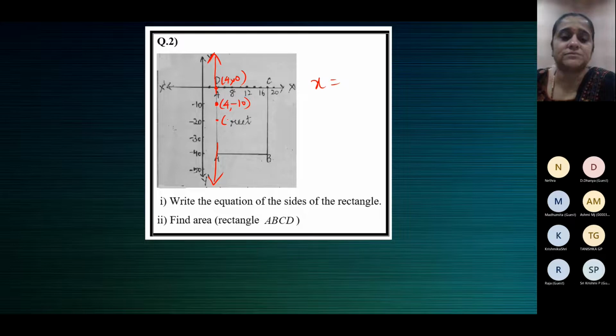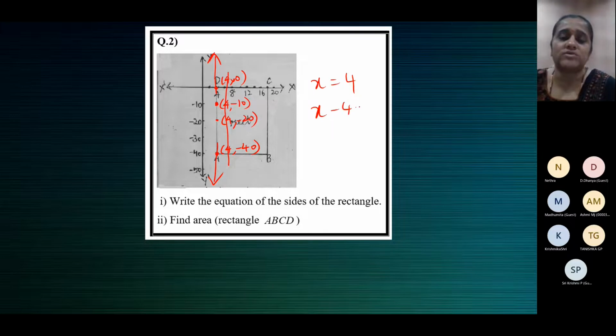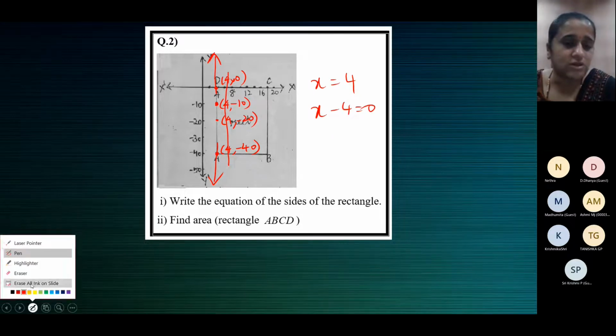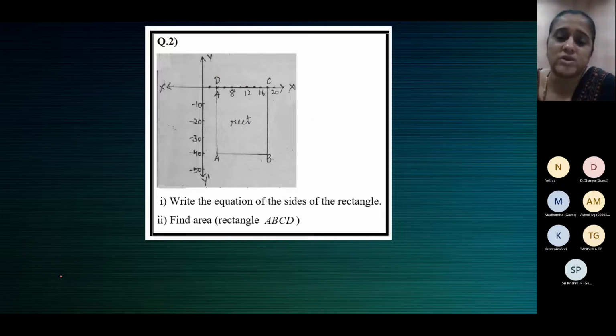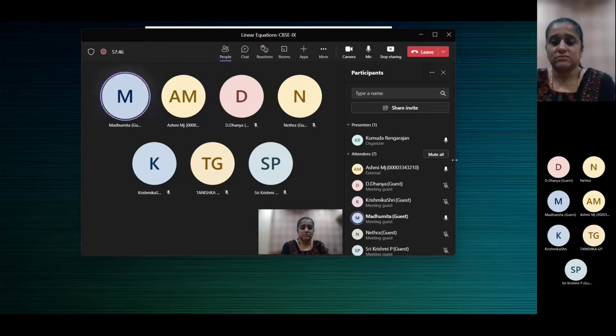What about this one? 4, minus 20. X coordinate 4, y coordinate minus 20. Then similarly, this one will be x coordinate 4, y coordinate minus 40. Very good. So we see that x is always 4. So x is equal to 4, or x minus 4 is equal to 0, is the equation of the side AD. Wasn't that very simple, children? Yes, ma'am.